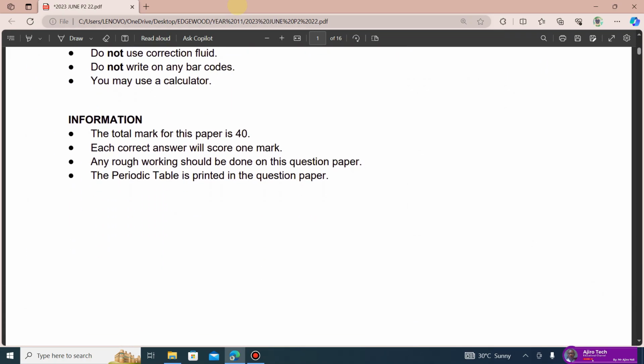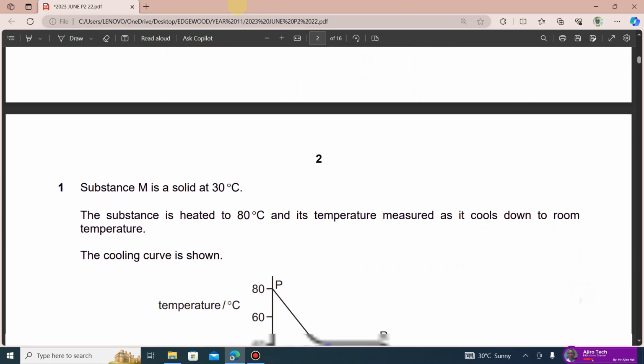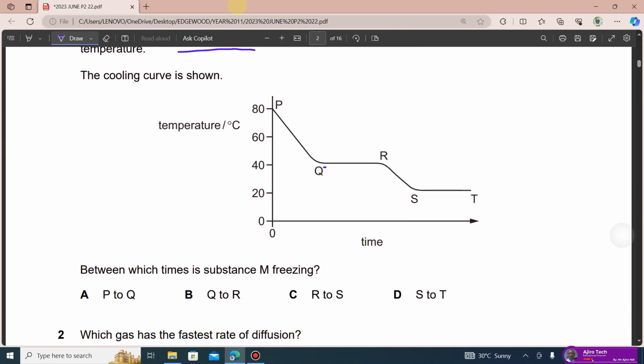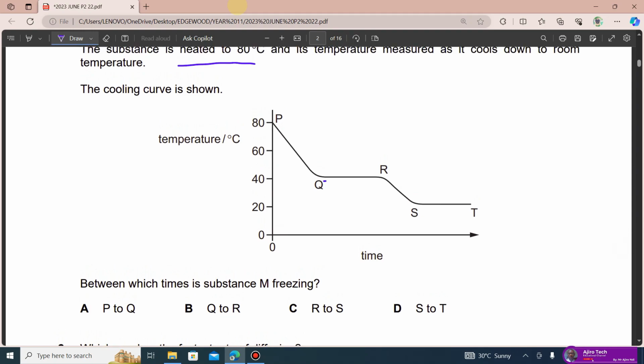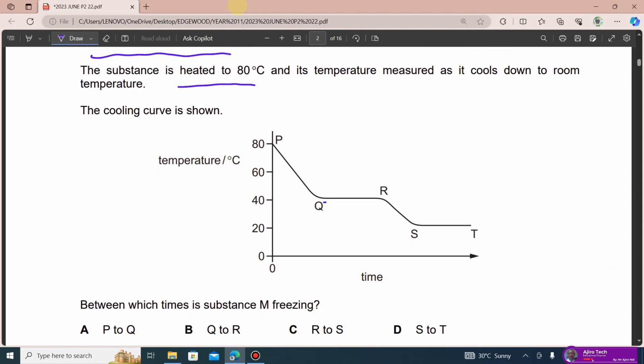So let's go straight into the questions. Right, the first question says that substance M is a solid at 30 degrees Celsius. Then the substance is heated to 80 degrees Celsius, and the temperature is measured as it cools down to room temperature. So we're expected to find, between which times is substance M freezing.